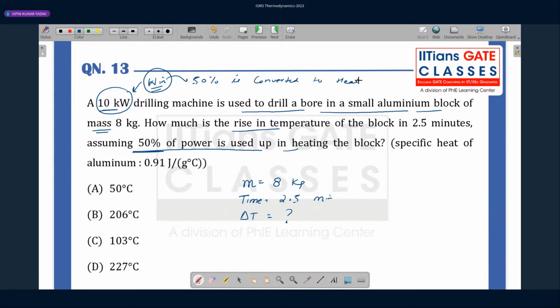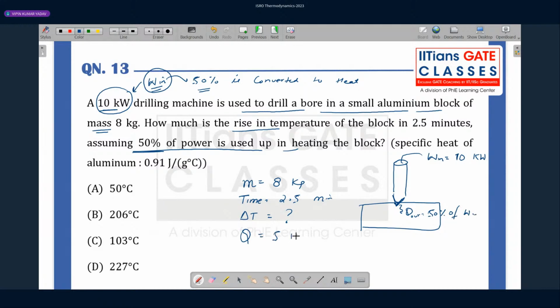Okay. And that heat will, so if this is your block, this is your drilling machine, and we are giving work input equals 10 kilowatt. What is this work input? Electrical work. Now out of this, when it is drilling, then heat will generate. Okay, Q out is basically 50% of W in. So Q is equal to 5 kilowatt, right? 5 kilowatt.